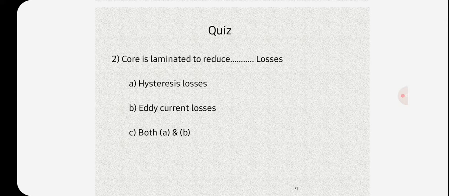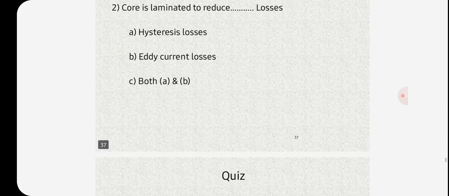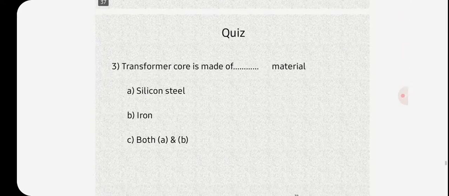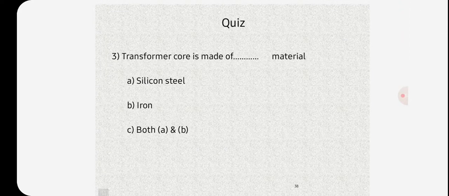Second, the core is laminated to reduce what losses? The core is laminated to reduce the eddy current losses. Answer is B. Next, the transformer core is made of which material? Silicon steel material. Answer is A.